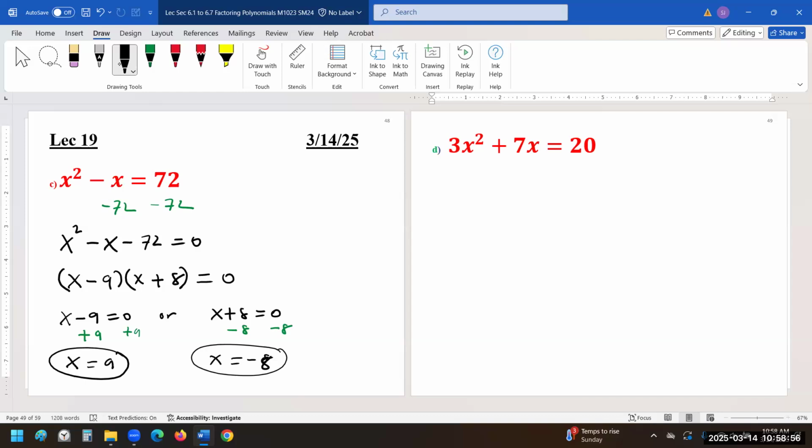So the next one has the same problem. We don't see a 0. So what is our first step? Subtract 20 so that we can see 0. So 3x squared plus 7x minus 20 equals 0. And now, since our x squared has a number in the front, we need to use the AC method, either the normal AC method or the weird AC method, anything.